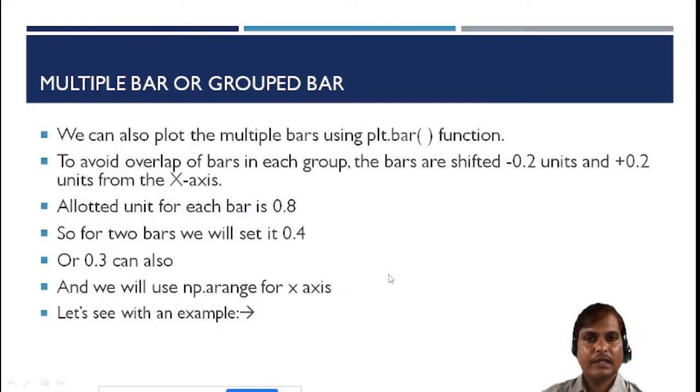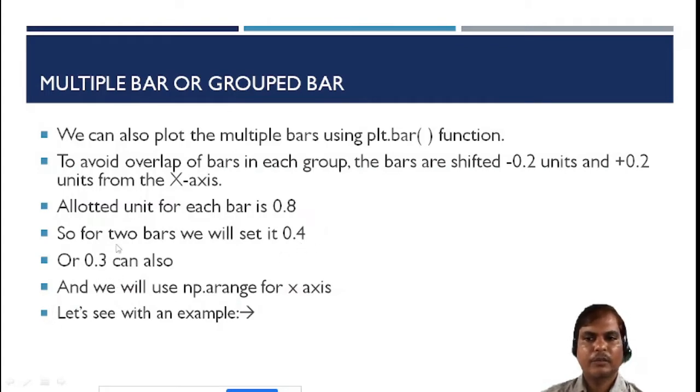But when we generate multiple bars, definitely there will be a chance of overlapping of bars. Suppose I want to generate 2 bars, then 1 bar will come on another bar. This is overlapping. So we are going to avoid the overlapping by shifting each group of bars by -2 unit from x-axis and +2 unit from x-axis. And you know very well the allotted unit for each bar is by default 0.8, but we will divide, because in this example we will see how to generate 2 bars, and that's why we will set it as 0.4 for each bar width.